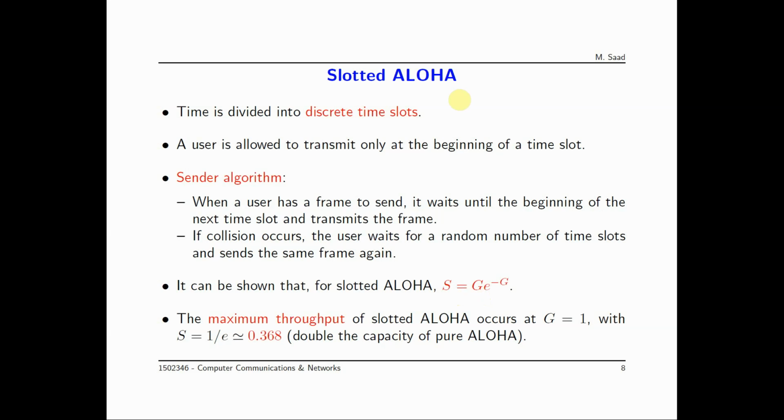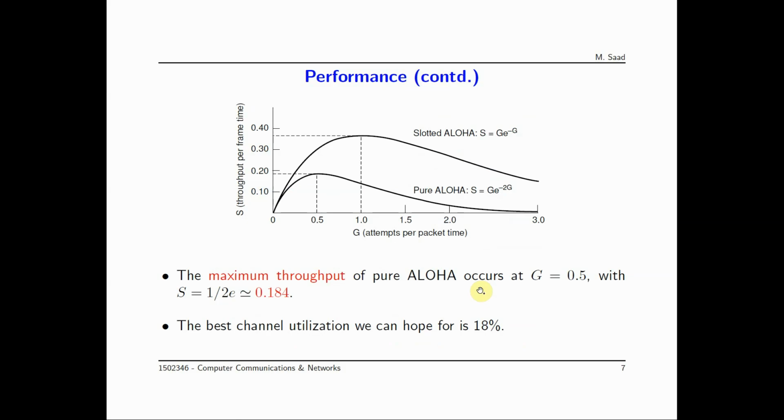But instead of starting the transmission at any time, they can only start transmissions at the beginning of the time slot. By doing that, it can be shown that the throughput S is given by G e to the power of minus G. So we don't have the 2 in the exponent. How does this look?